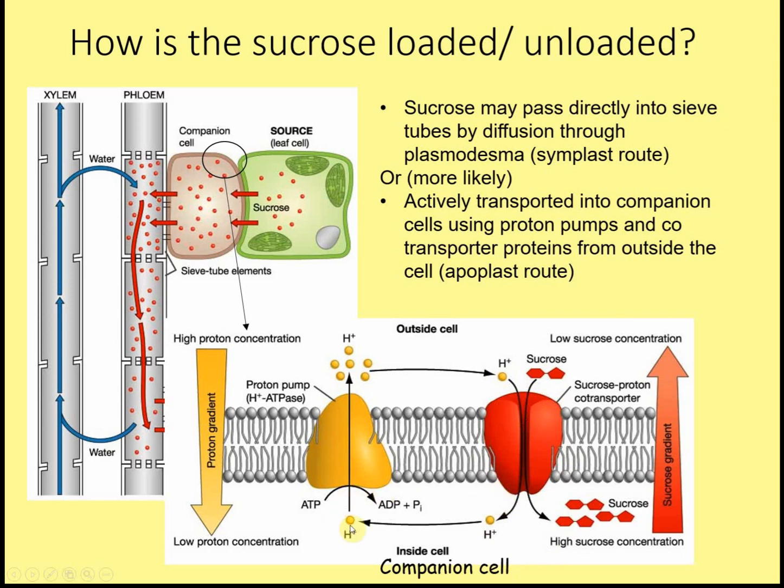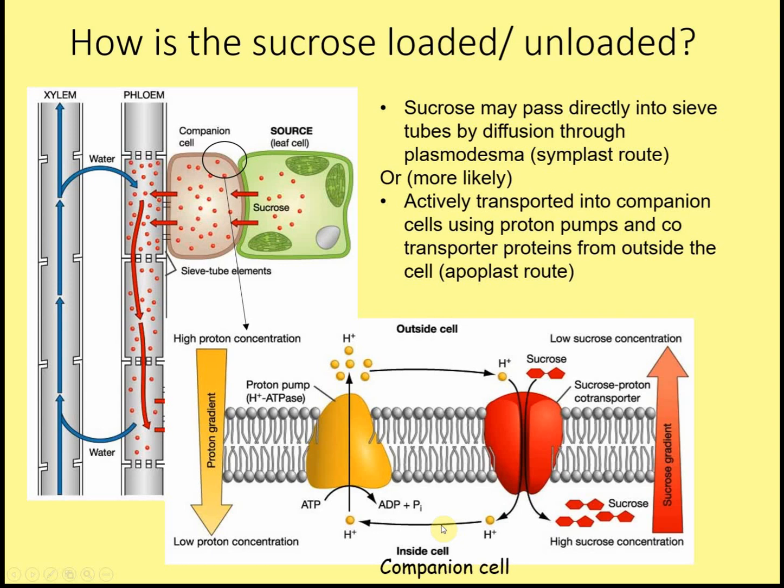So we've got a proton pump, which is probably something you've not come across before, where you've got active transport of protons out of the cell, and you've got a co-transporter, which is doing facilitated diffusion effectively, that takes both protons and sucrose into the companion cell.